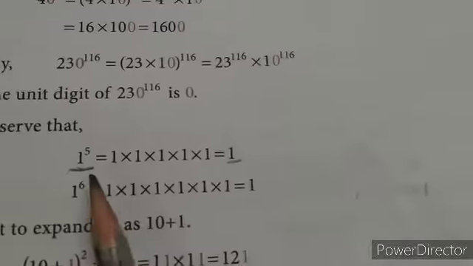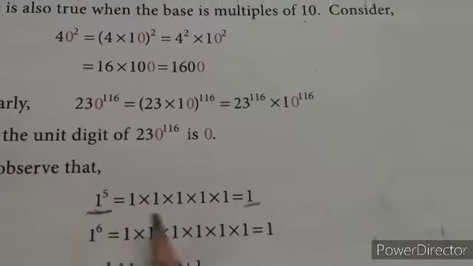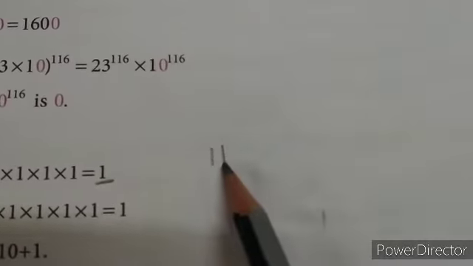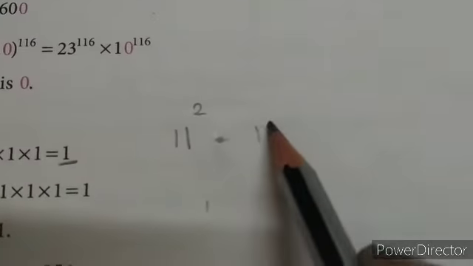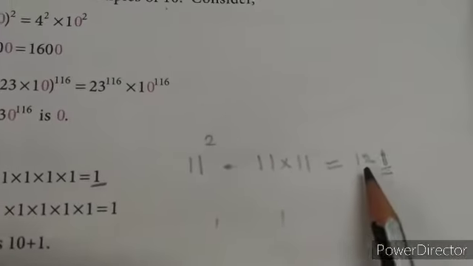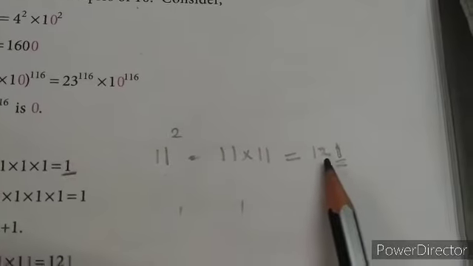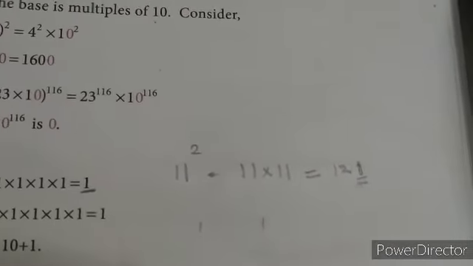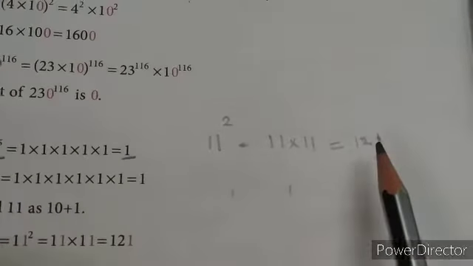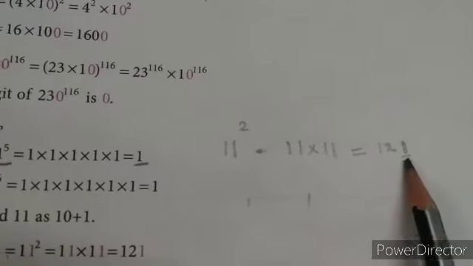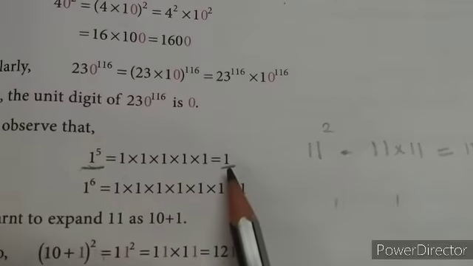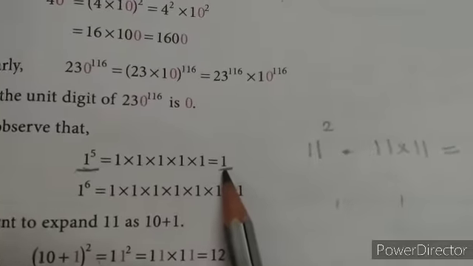And when the unit place ends with 1, the answer will be 1. For example, 11 power 2. So 11 into 11, which gives you 121. So the unit place of 121 is 1. So whatever the power, even or odd, for the base ending with 1, surely the unit place of the answer will end with 1.